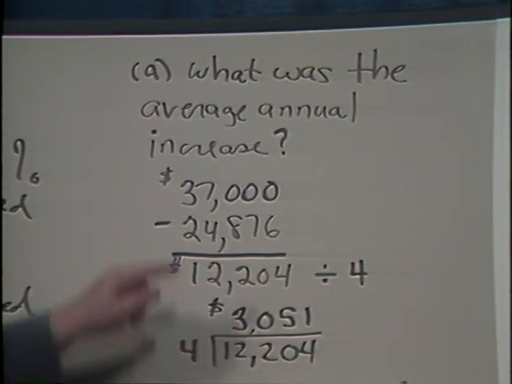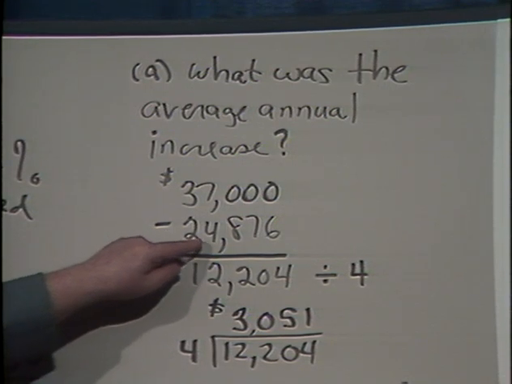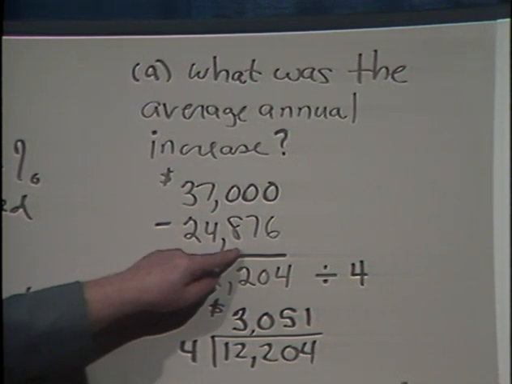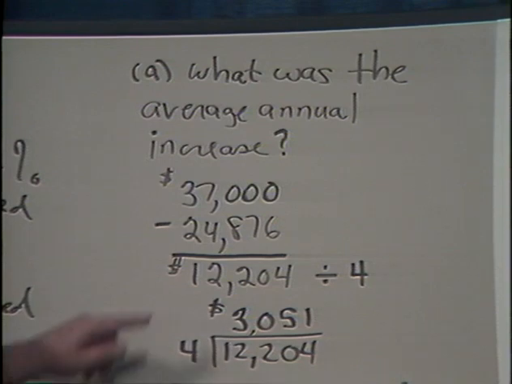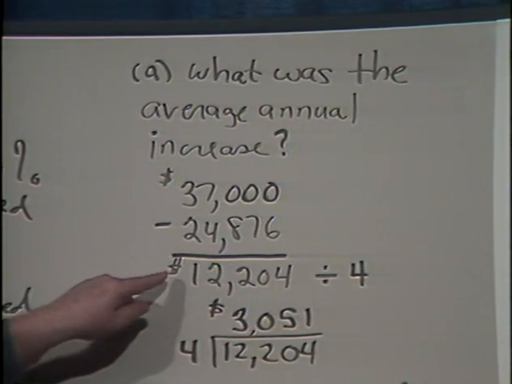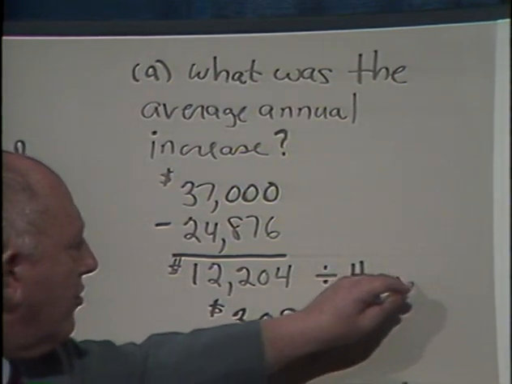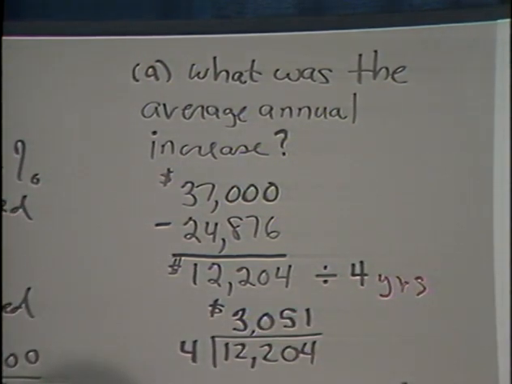Increase per year first means find the increase. In other words, the house increased from $24,876 to $37,080. I subtract. That tells me that the increase was $12,204. That happened over 4 years. So this number of dollars divided by 4 years, I should put that in to remind you, will give me a label of dollars per year.